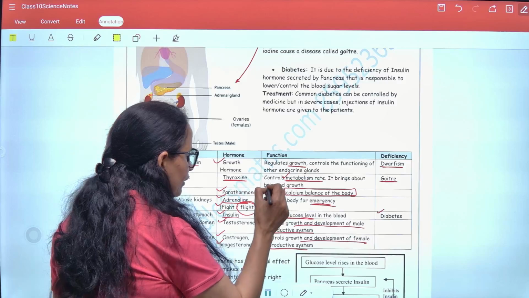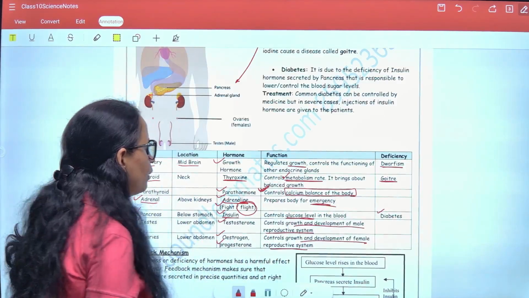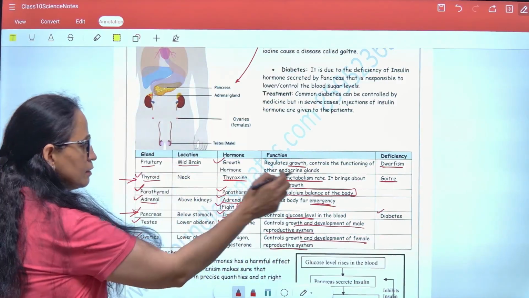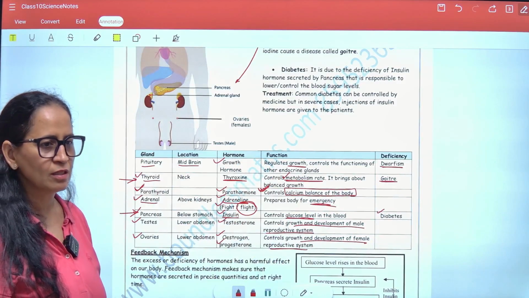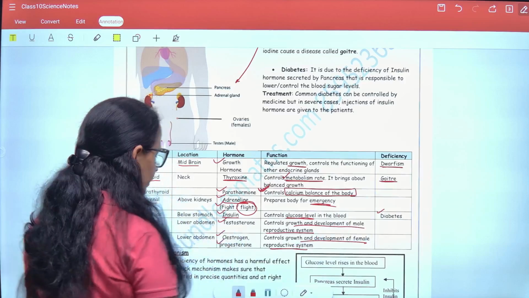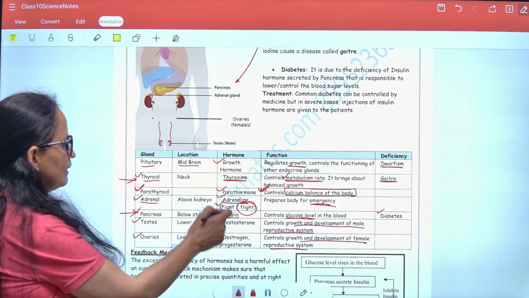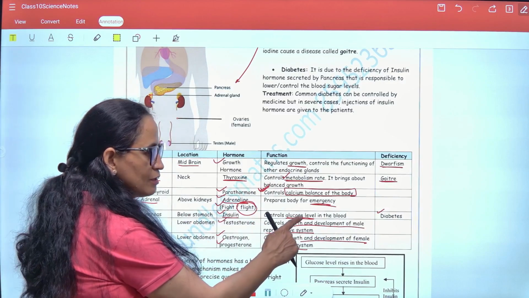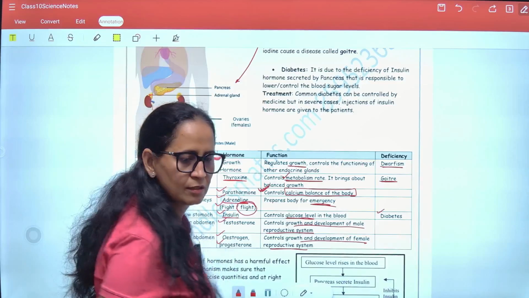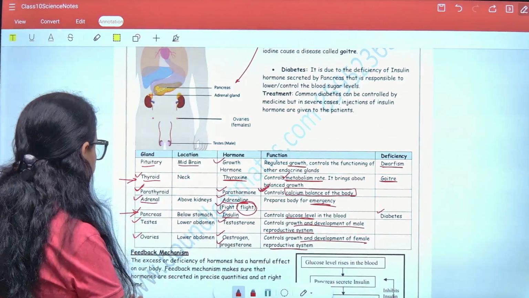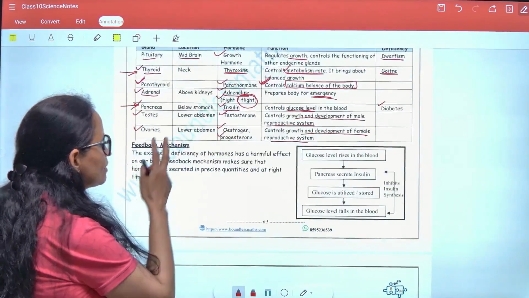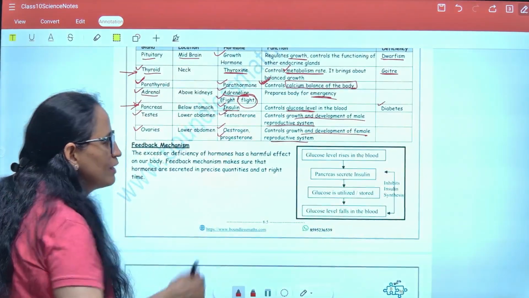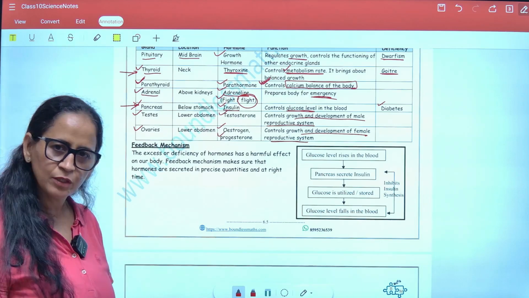So the parathyroid gland controls the calcium level of the body. The thyroid gland controls the metabolism rate. Deficiency of thyroid is goiter. The pancreas releases insulin, the name of the hormone is very important, that controls the glucose level, and the deficiency disease is diabetes. Now let's look at the feedback mechanism, how this coordination or control is actually done by the endocrine system.